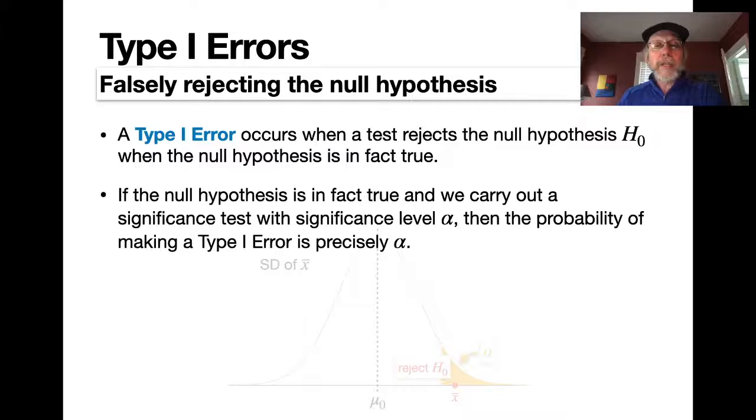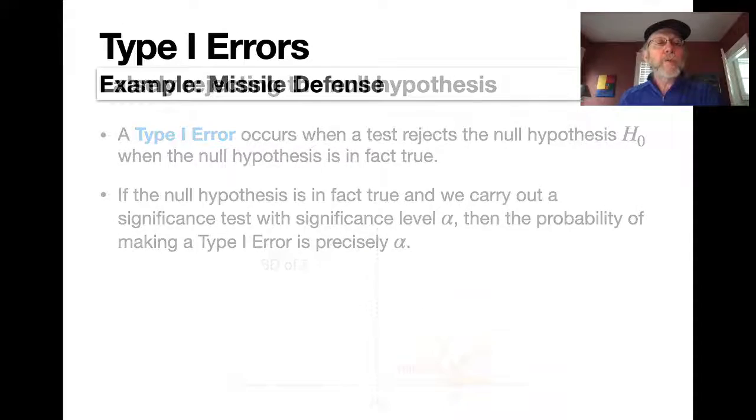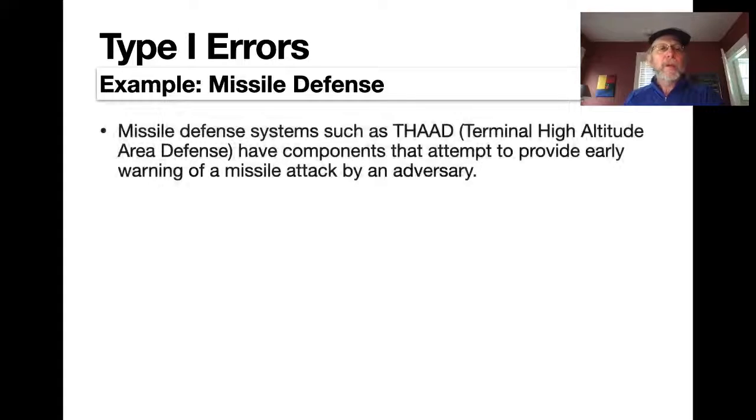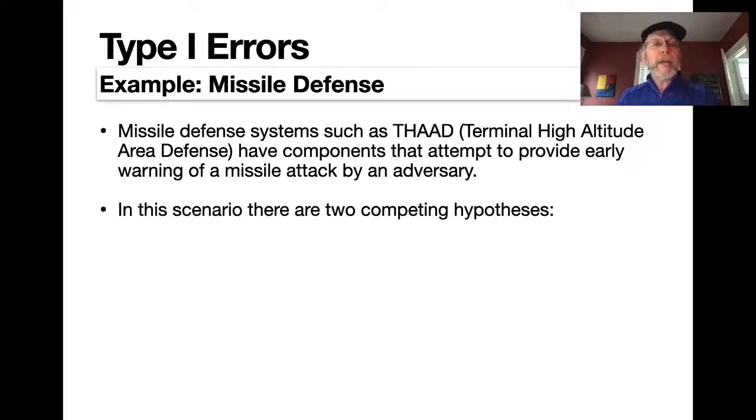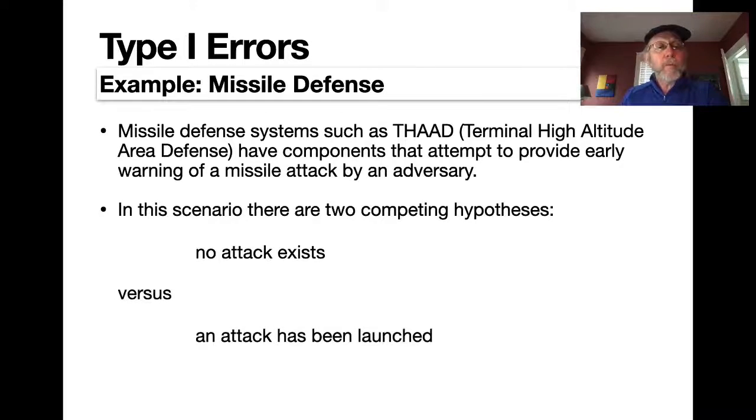Let's see how this works in the context of missile defense systems. Missile defense systems such as THAAD, which stands for Terminal High Altitude Area Defense, have components that attempt to provide early warning of a missile attack by an adversary. In a scenario like this, there are two competing hypotheses. The first would be that no attack exists. No attack is underway. All is normal. The second would, of course, be that an attack has been launched.